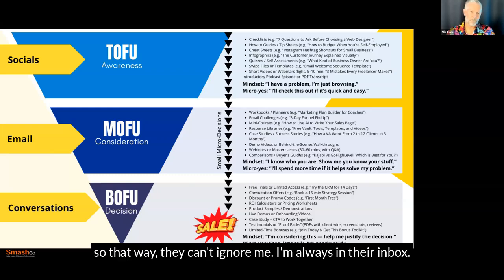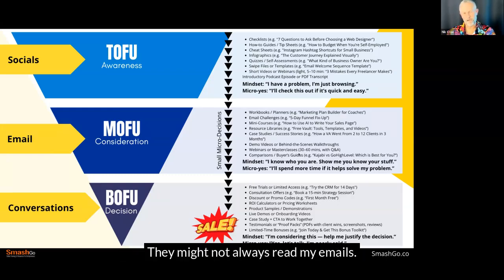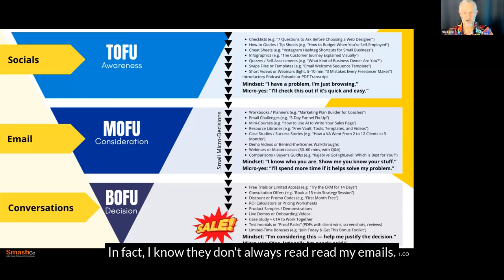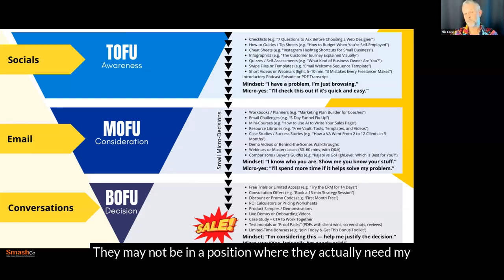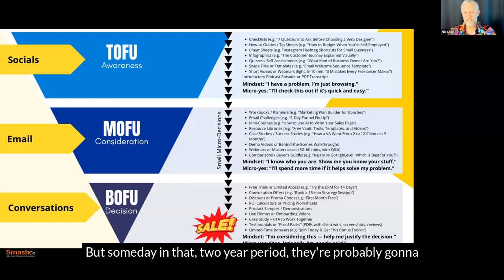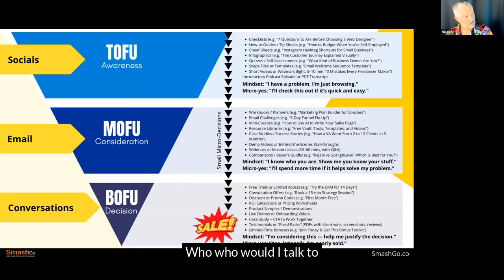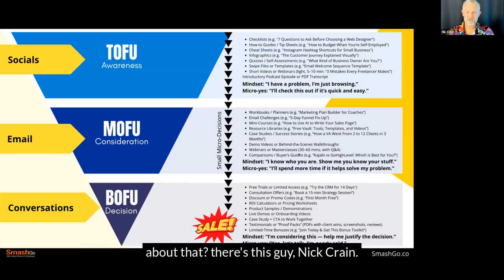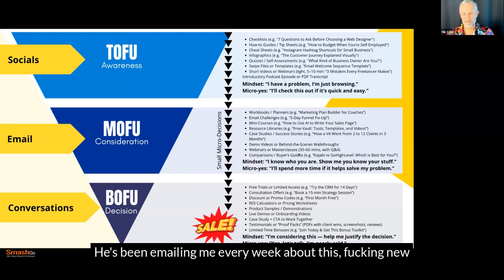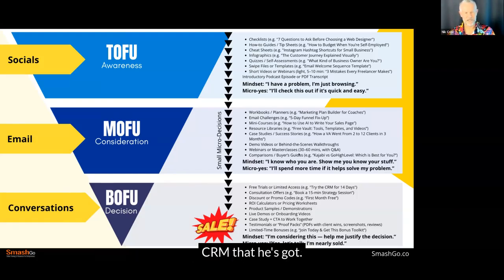So that way they can't ignore me. I'm always in their inbox. They might not always read my emails. In fact, I know they don't always read my emails. They may not be in a position where they actually need my product or service at the moment. But someday in that 2-year period, they're probably going to think, I need to do something about my CRM. Who would I talk to about that? There's this guy, Nik Cree. He's been emailing me every week about this funky new CRM that he's got. Maybe I should talk to him.